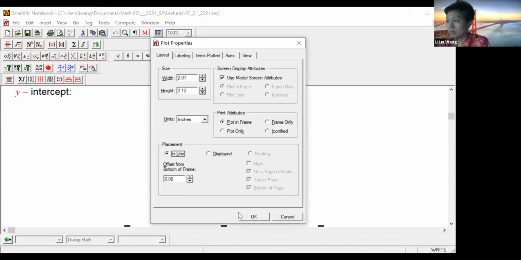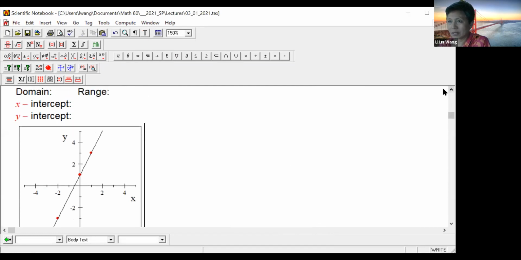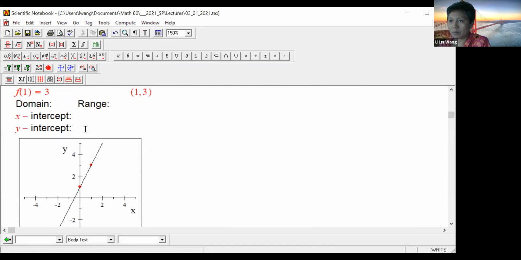Now, intercept. What is the X-intercept? What is the Y-intercept? What's the domain? What's the range? I'm sure you've learned this in elementary algebra, right? Now we look at it from a different perspective, from a function perspective. Input, output.